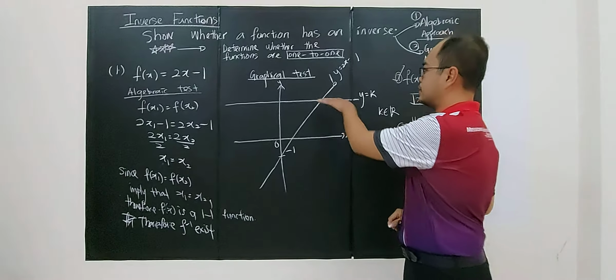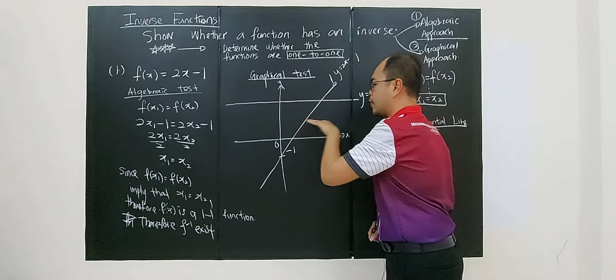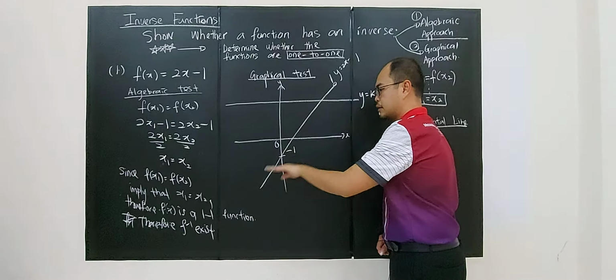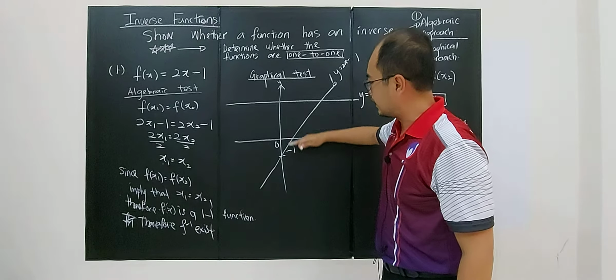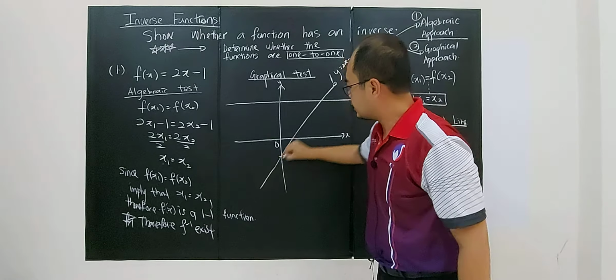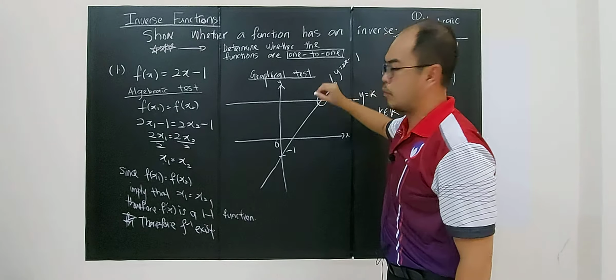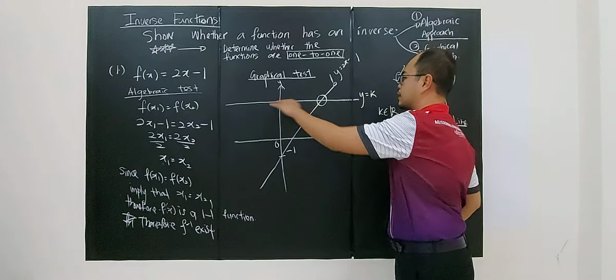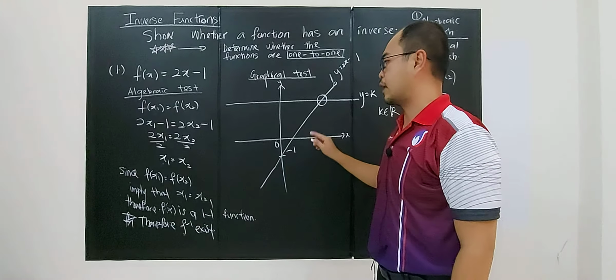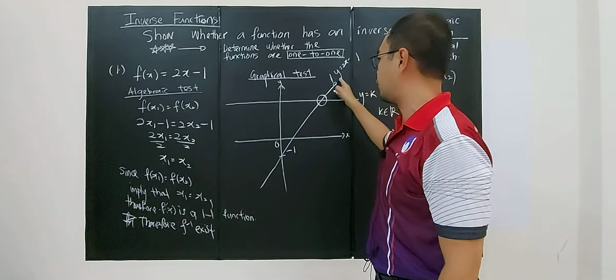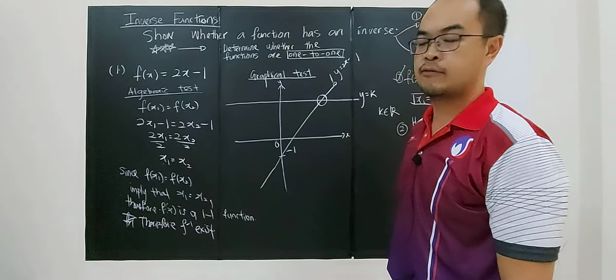Any value means that the line can be anywhere horizontally. As long as this line, if you move the line, they will only intersect the graph at most one point. If you can intersect the graph at only one point, then we say that this graph of a function is a one-to-one function.